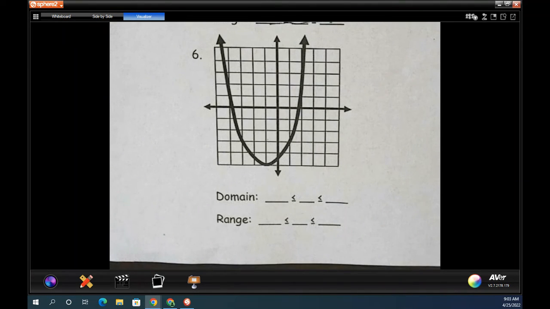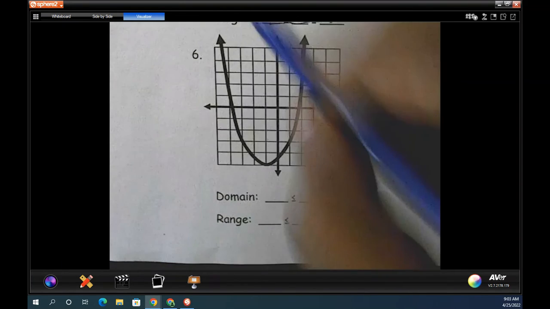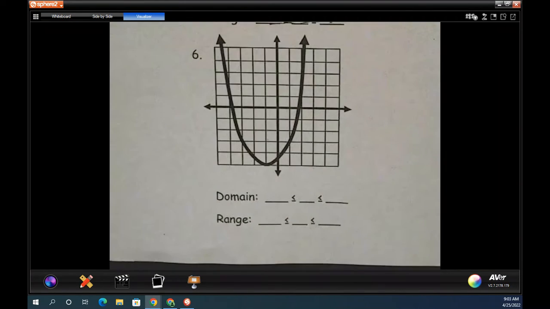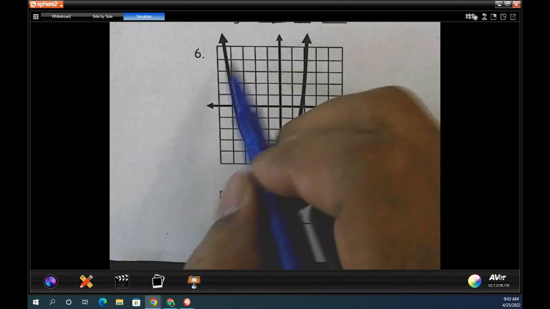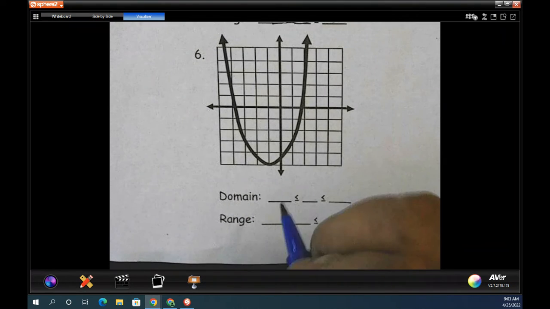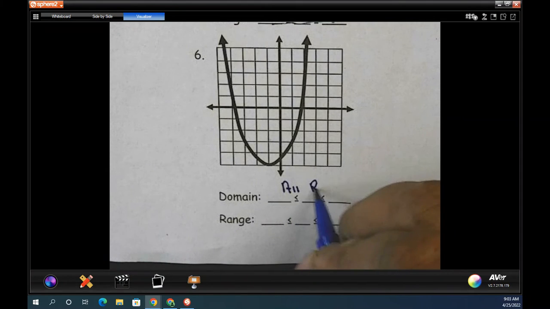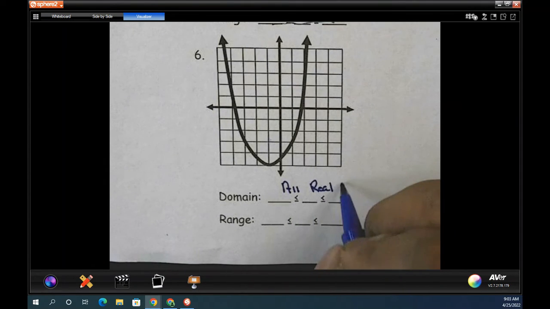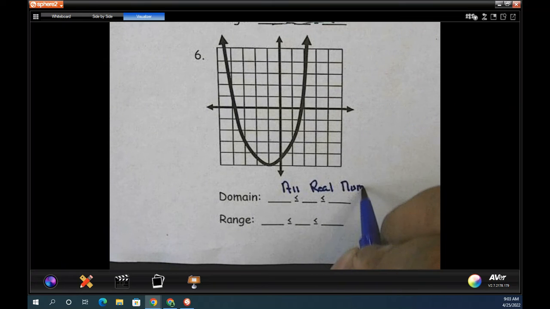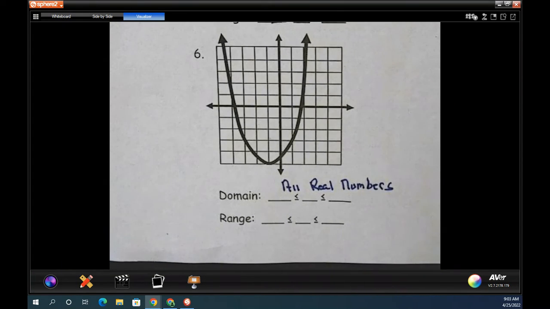All right, here's the deal. The question everybody's been asking. Why don't we ever do the domain on a parabola? Because here's the reason. These arrows, they're going to hit every part on the x-axis. So the domain is all real numbers. The domain for a parabola with arrows, it's always all real numbers, whether it's facing up or down.